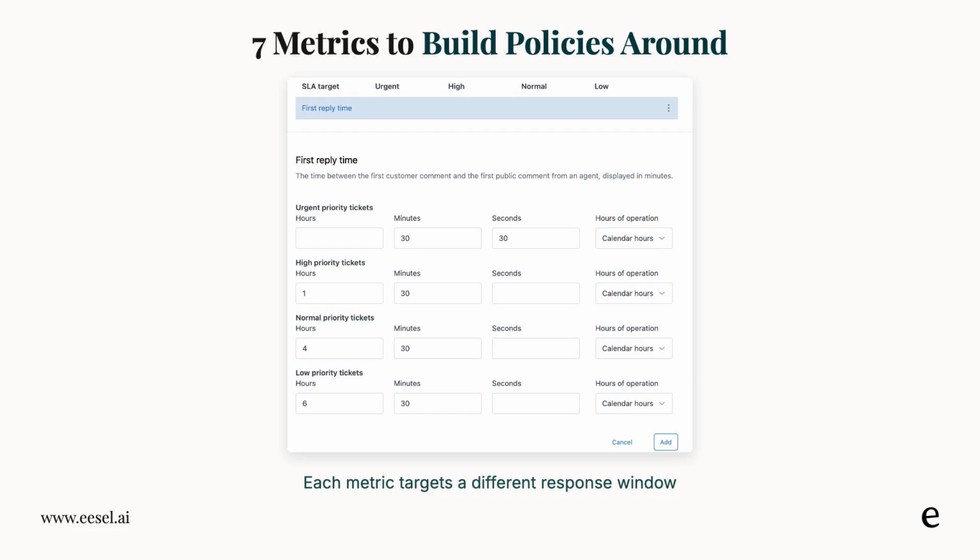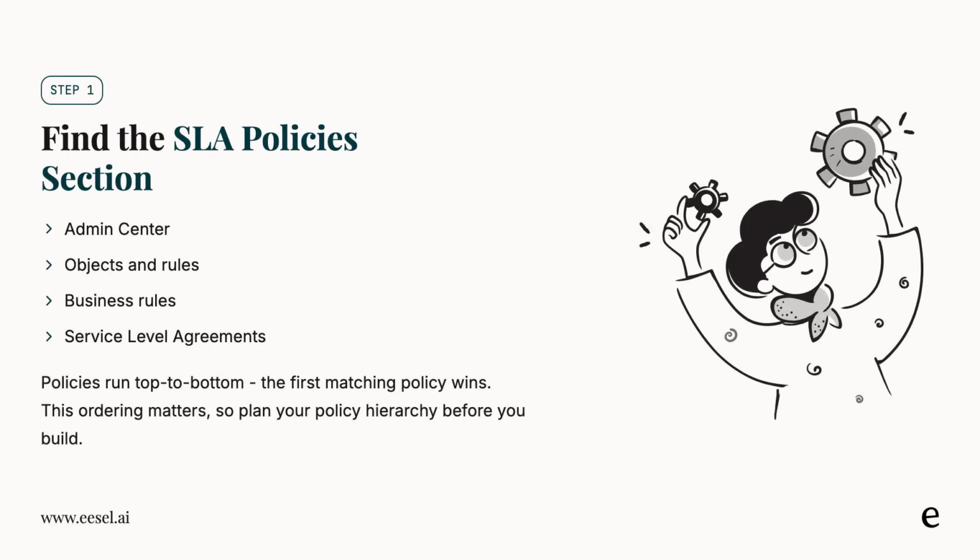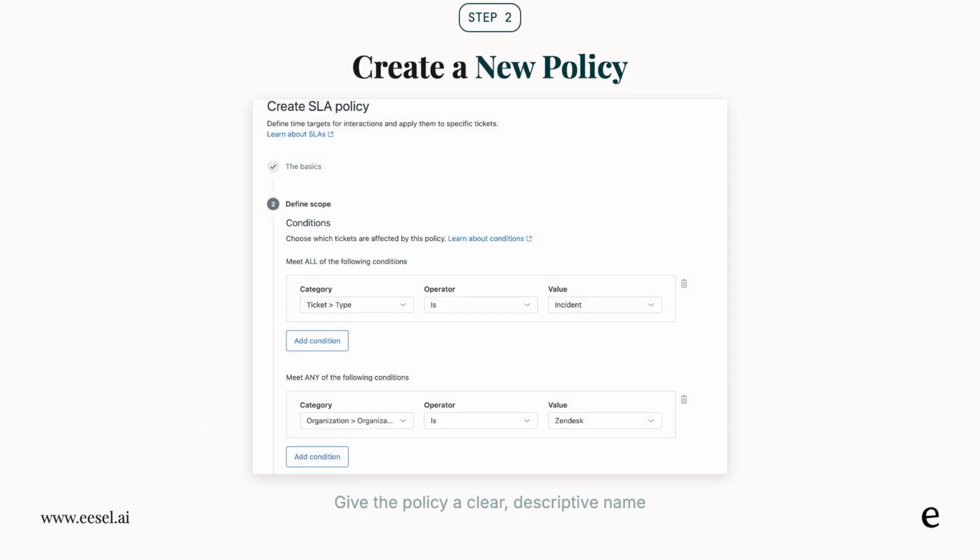To get started, open Admin Center, go to Objects and Rules, then Business Rules, and select Service Level Agreements. One important thing to know before you start building: policies are evaluated from top to bottom, and the first one that matches a ticket is the one that applies, so the order you set here matters a lot. Click Add Policy to open the creation form.